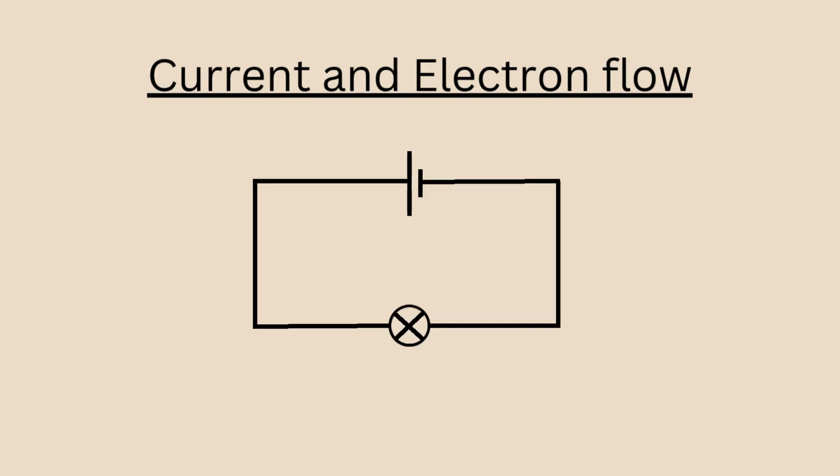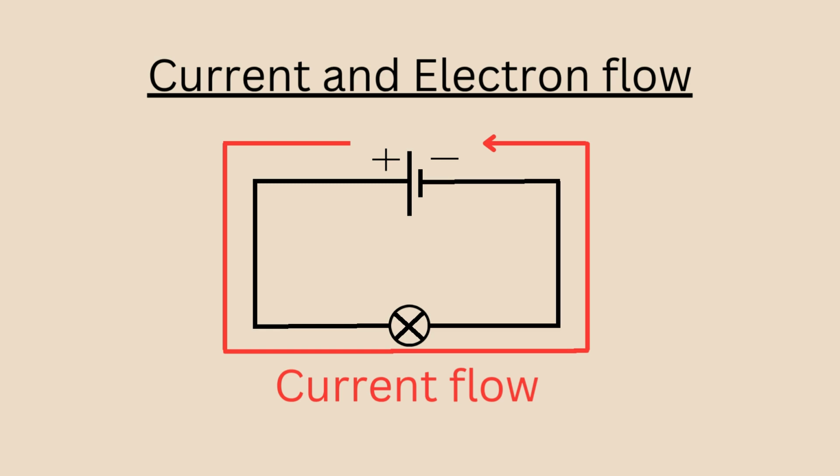The cell has a positive terminal and a negative terminal. The longer line is for the positive and the shorter line is for the negative. The current will flow from the positive end of the cell through the wires and the bulb around to the negative end of the cell.